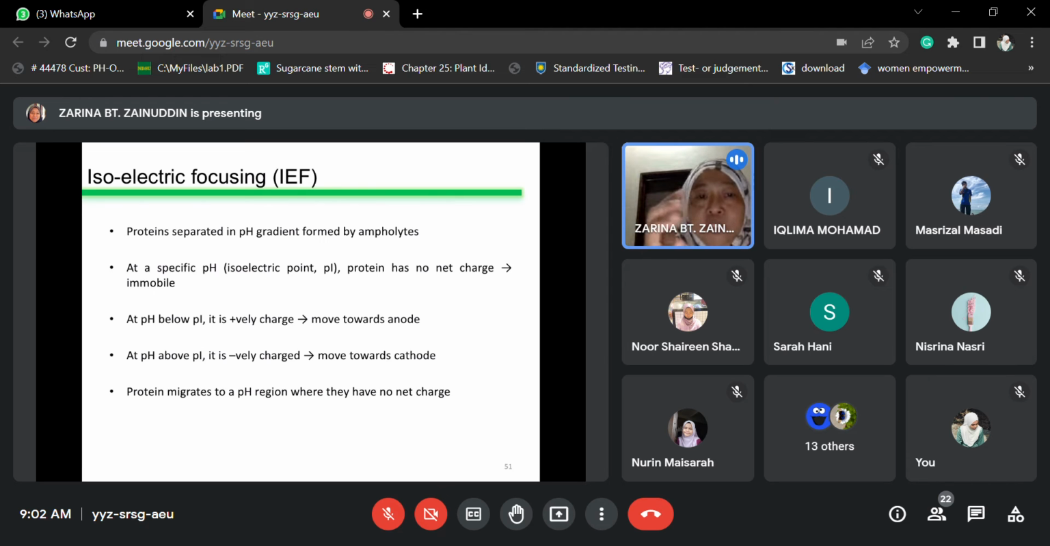Okay, so at pH below PI, it is positively charged, so the protein will move towards the anode. At pH above PI, the protein will become negatively charged, so it will move towards the cathode. So for isoelectric focusing, they will migrate to a pH region where they have no net charge. So this is the technique we call isoelectric focusing.